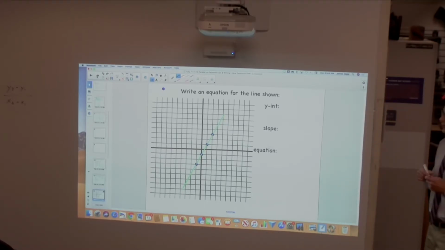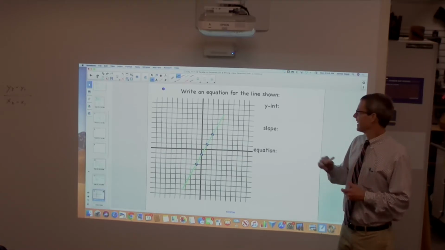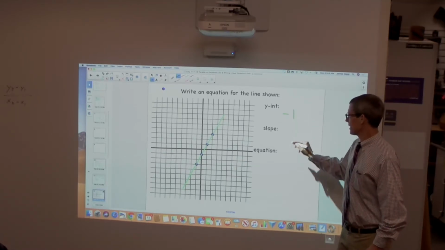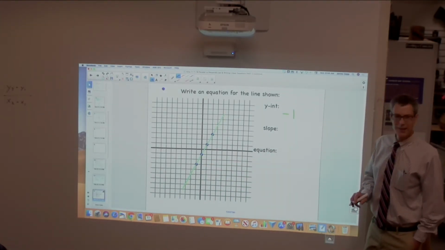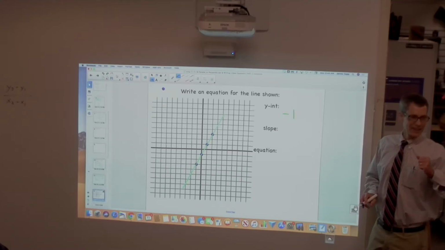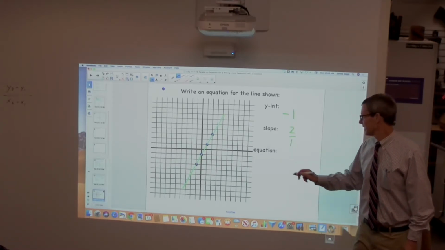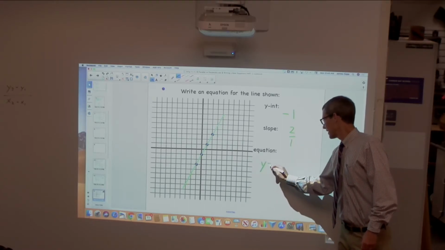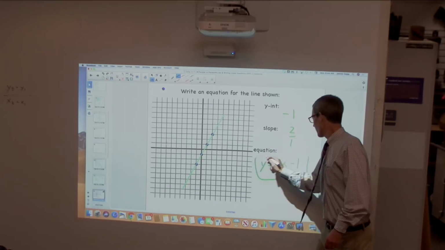Conrad, you have an answer? Okay, so the y-intercept is -1. Awesome. That is correct. Perfect. And then the slope, that's harder, is 2/1. Yes. Perfect. 2 over 1. And then the equation is y equals 2x minus 1. Great job. That's an awesome job.